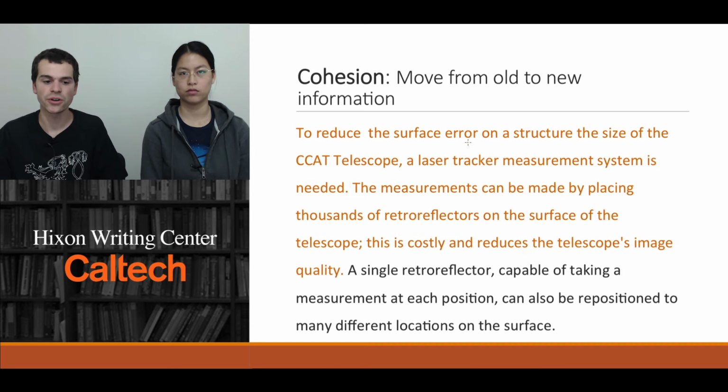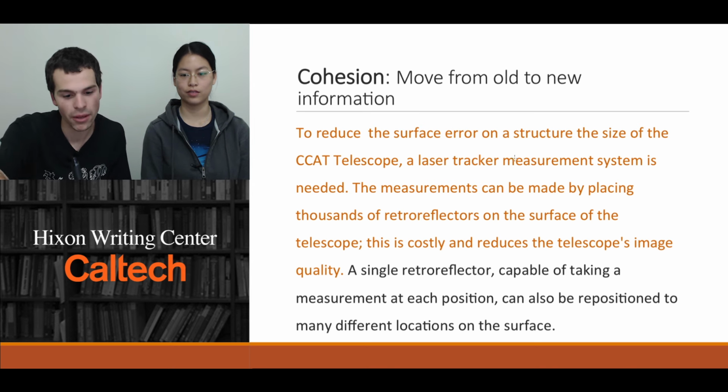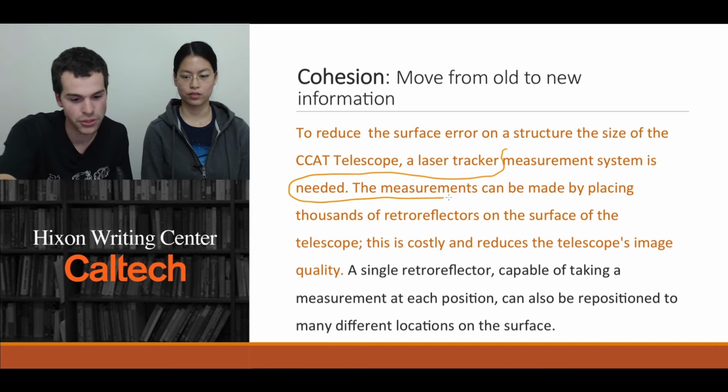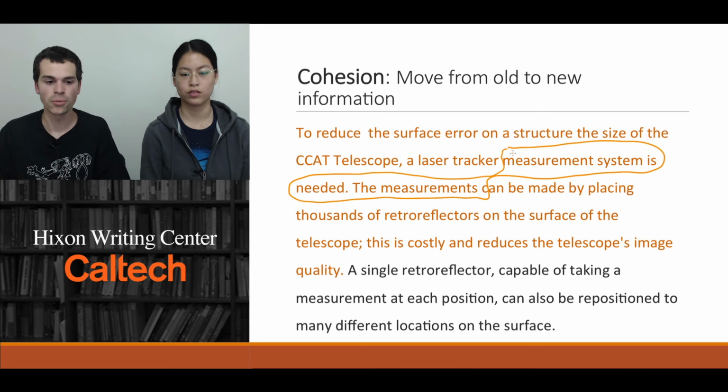Here's a revised version of the same 2 sentences. To reduce the surface error on a structure the size of the CCAT telescope, a laser tracker measurement system is needed. The measurements can be made by placing thousands of retroreflectors on the surface of the telescope. This is costly and reduces the telescope's image quality. Here, we see that the measurement system and the measurements themselves are introduced at the same point between the 2 sentences, which improves the overall cohesion between the 2 ideas.